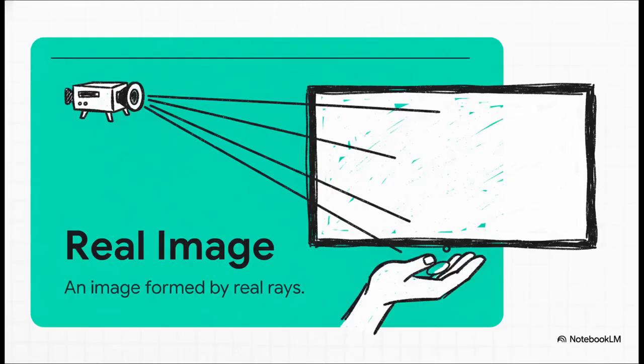Okay, so what is a real image, really? Well, think about a movie projector. You've got light rays traveling from the projector, and they physically come together. They converge on the screen to form the picture. You can literally put your hand in the path of the light, and the image forms right there on your palm. A real image exists where light rays actually meet in physical space.